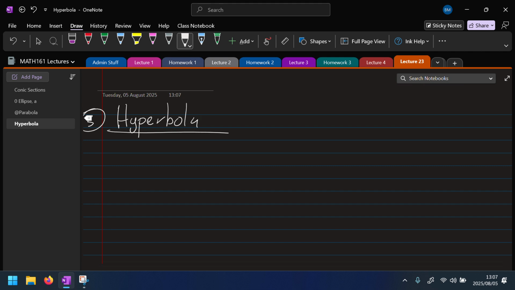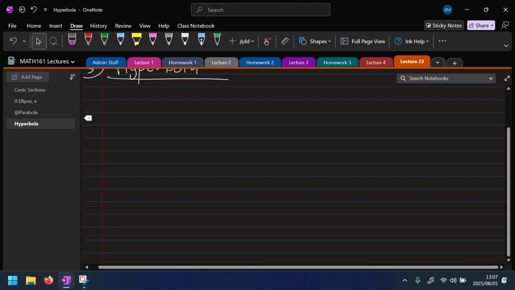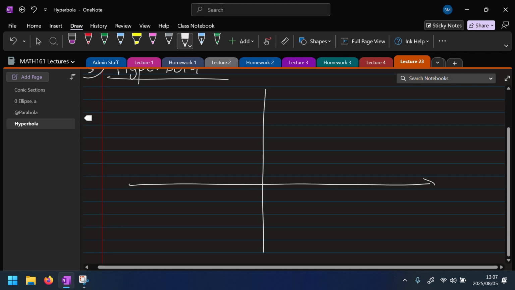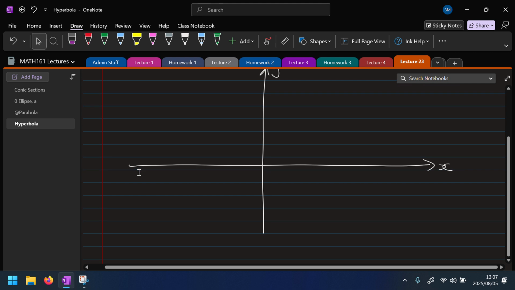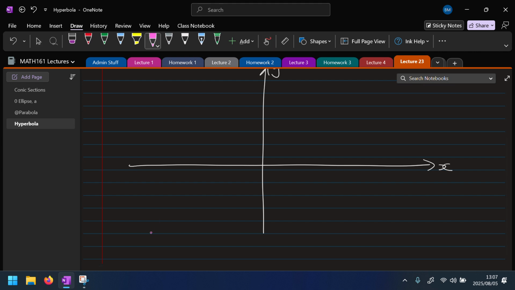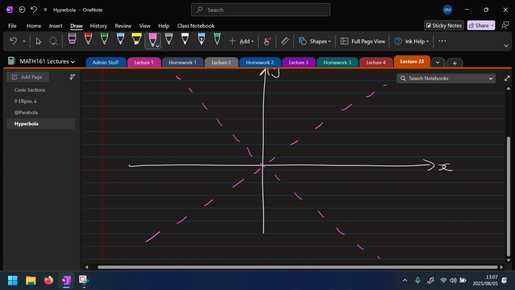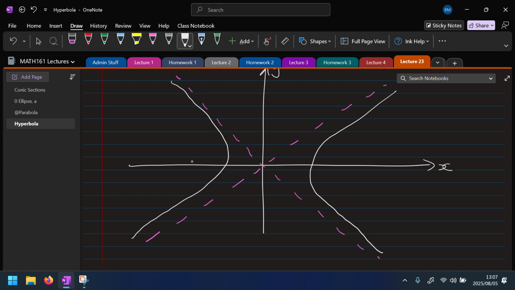So how do we define the hyperbola? Very similar to before. We have x and y. It's a little bit different because this one has asymptotes. So we're going to have 2 asymptote lines, like that. Your dotted line for asymptotes. And the hyperbola is drawn in between these, like this. Something like that.